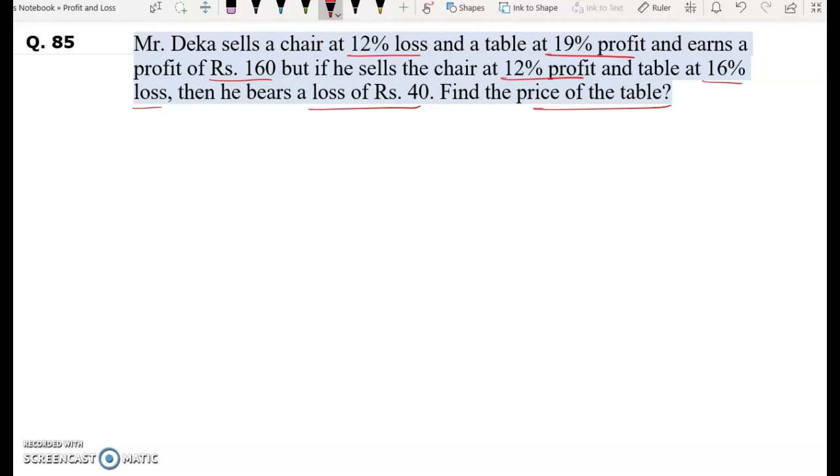So in this question, chair is sold at 12% loss. Loss means negative or minus. So minus 12% of chair and a table at 19% profit. Profit means plus. So 19% on table. This gives a profit of rupees 160. Profit means plus. So this will be 160 profit. Let's say this is equation number 1.